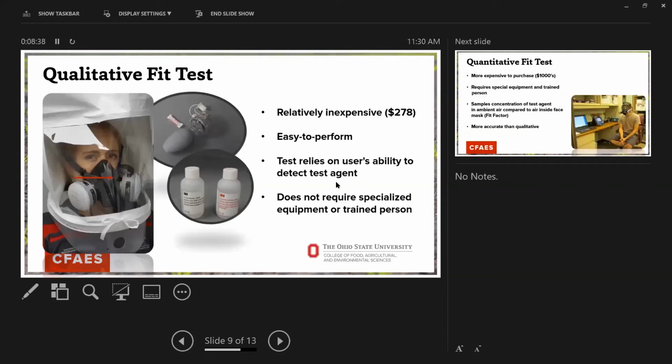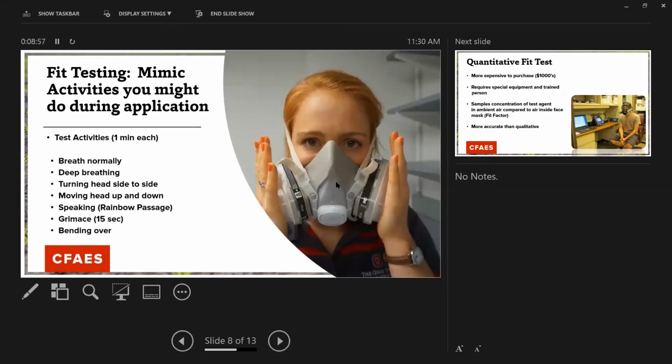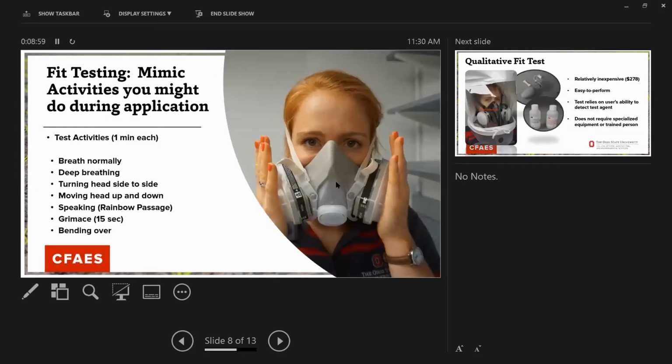A rainbow passage is basically you're just speaking for 1 minute, and a rainbow passage is provided in the fit test manual. It's basically like you're singing a song. The grimace for 15 seconds is where you're making a funny face.